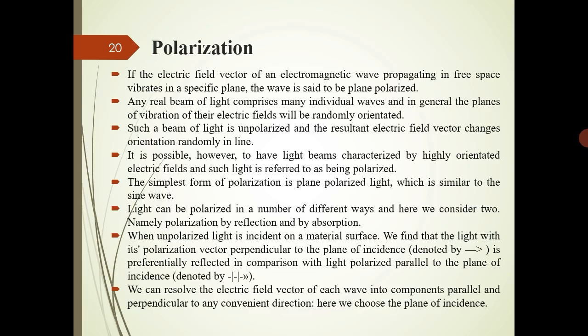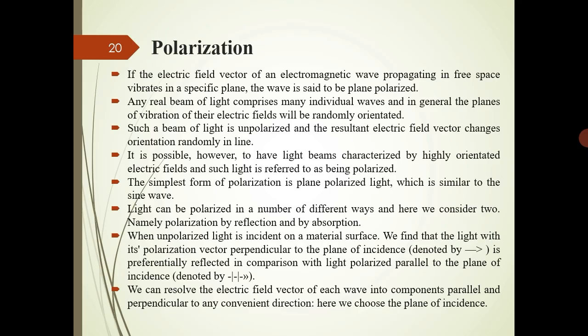Polarization is possible only when a beam of light is characterized by a highly oriented electric field, and such light is referred to as a polarized wave. The simplest form of polarization is a plane polarized wave, which is similar to a sine wave. Light can be polarized in many ways. Here we consider two concepts, one by reflection and another by absorption.